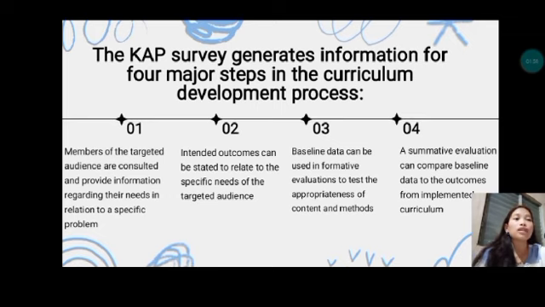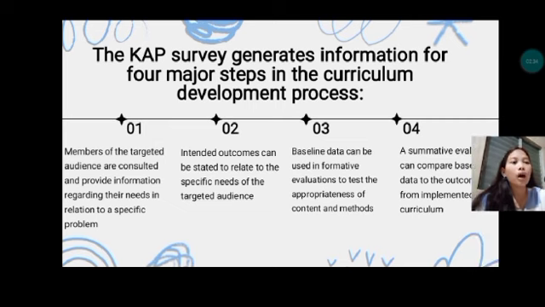The KAP survey generates information in 4 major steps in the curriculum development process. First, the members of the targeted audience are consulted and provide information regarding their needs in relation to a specific problem. Second, the intended outcomes can be tailored to relate to the specific needs of the targeted audience. Third, baseline data can be used in formative evaluation to test the appropriateness of content and methods. Fourth and last, summative evaluation can compare baseline data to the outcomes from the curriculum.